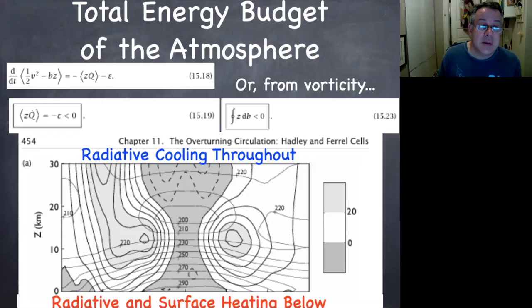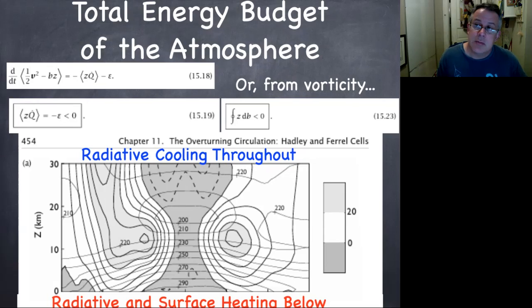So we tend to have a negative number overall, which means that this actually produces energy for the rest of the circulation. So the rate of change of kinetic energy and potential energy is minus zQ minus the dissipation. And if minus zQ is greater than 0, then you can make this end up being positive for a while, which creates the energy. So the way that we say this is that the atmosphere is a heat engine. It is an engine for converting thermal energy into mechanical energy.